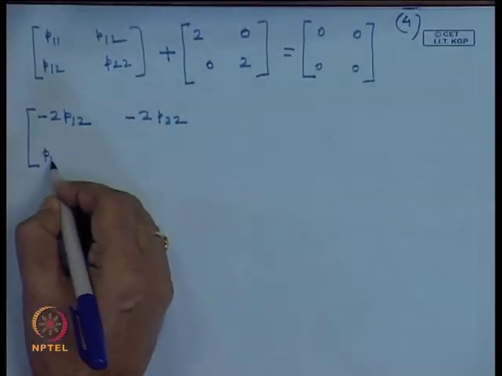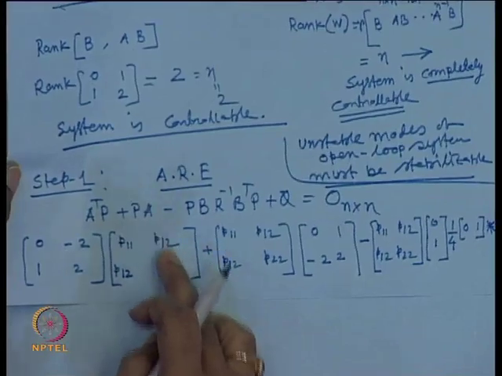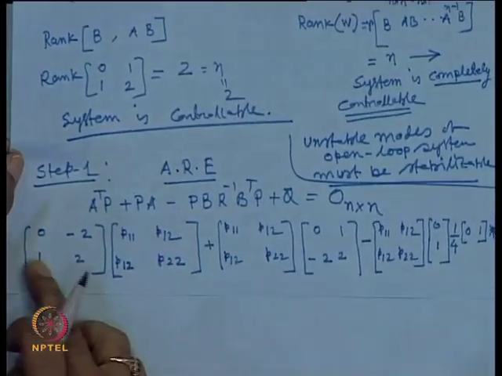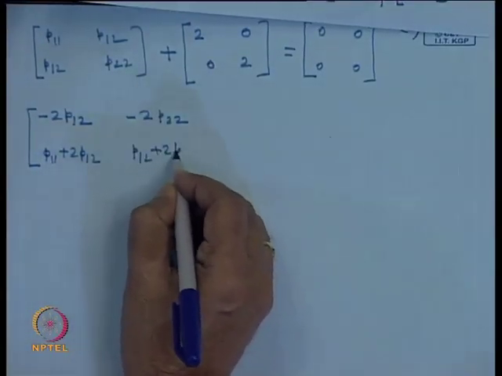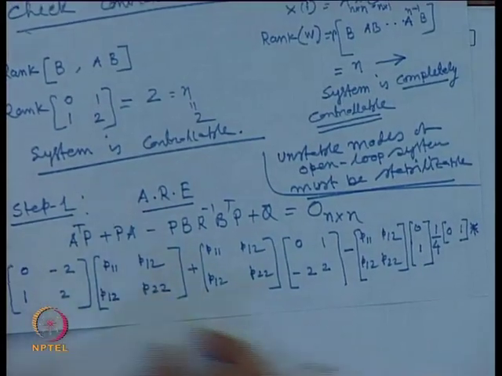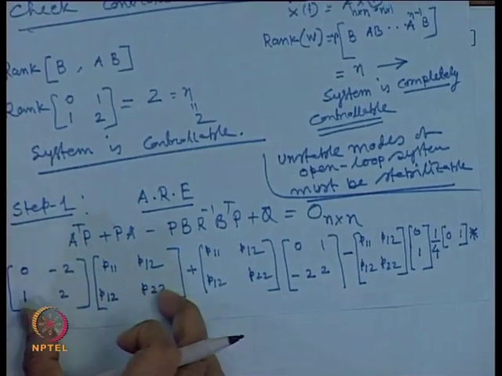Multiplying this into this gives minus 2 P12. So, on the left hand side, I will write minus P12. First, this row into this column gives minus 2 P12. Next, this row multiplied by this column gives minus 2 P22. Then this row multiplied by this column gives P11 plus twice P12. Then this row multiplied by this column gives P12 plus twice P22. Agree? This is A transpose P, and we have shown this value.